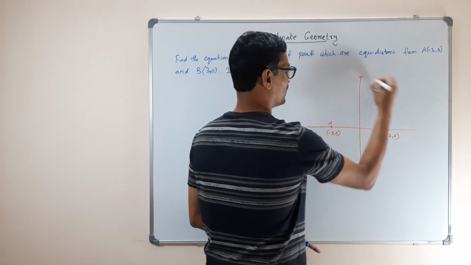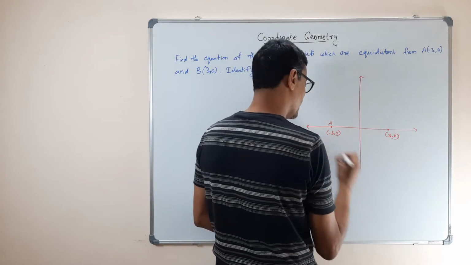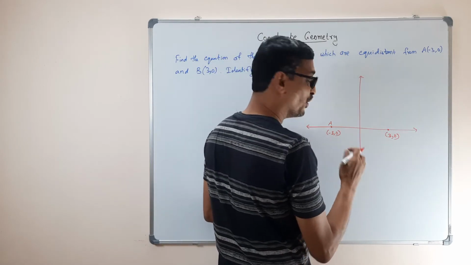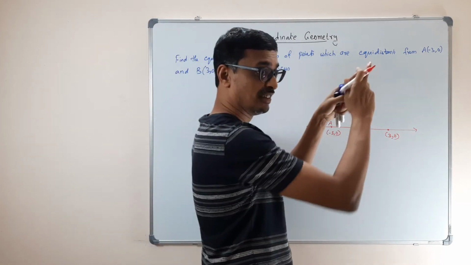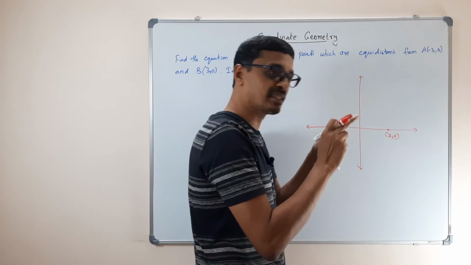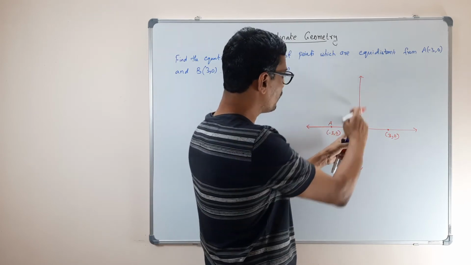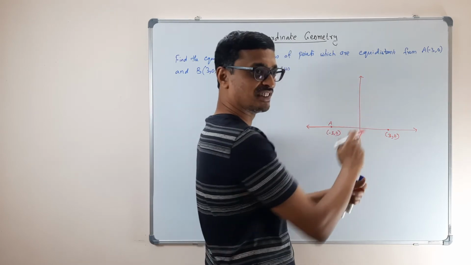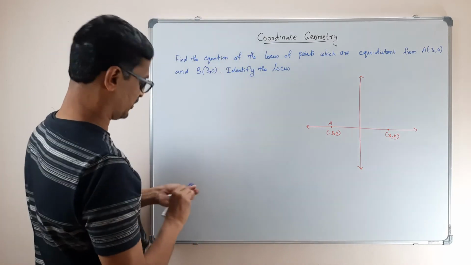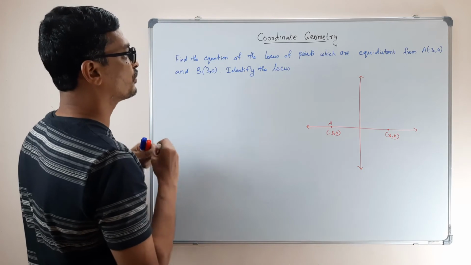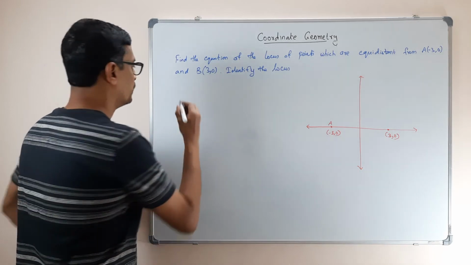We will find it out. The origin is only one point, but the locus is not a single point. They are just telling you equidistant, but they are not telling what the distance should be. Any point on the y-axis is going to be equidistant from these points. So let us show it nicely mathematically.